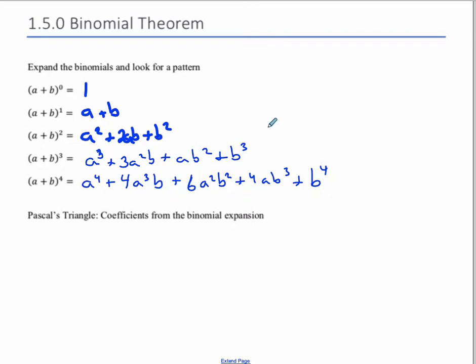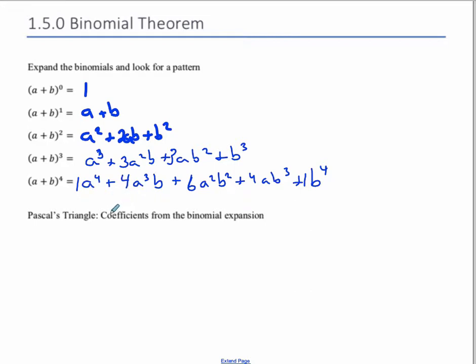And you see a pattern developing. You're just starting with a to the power of this exponent, and then it becomes 1 less until it's a to the power of 0. And then the b starts with b to the power of 0, then b to the power of 1, b squared, b cubed. Okay, and this should be a 3 here. Then we got these numbers in front called the binomial coefficients. In the last one here we have 1, 4, 6, 4, and 1 again are the binomial coefficients.